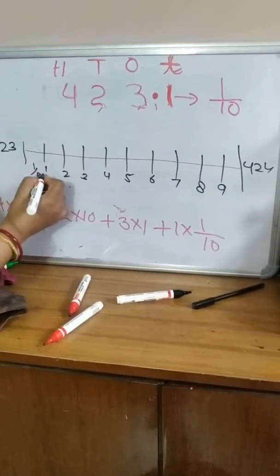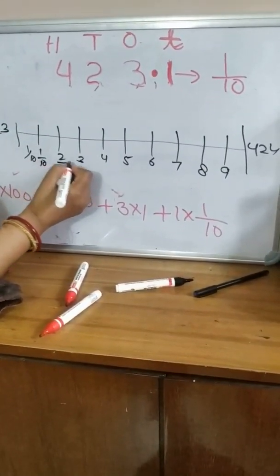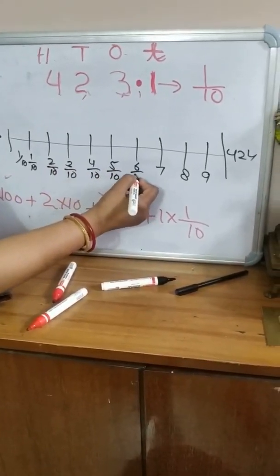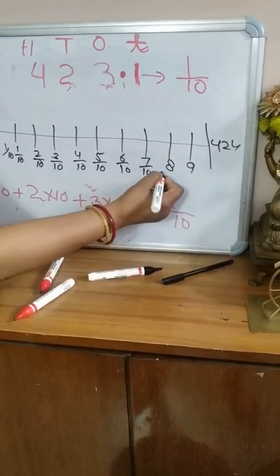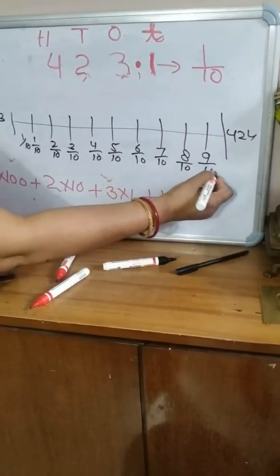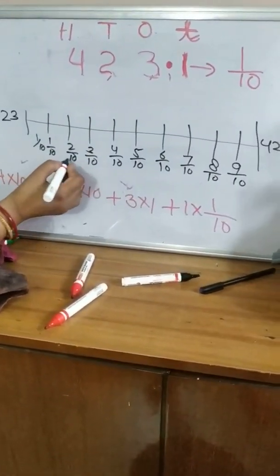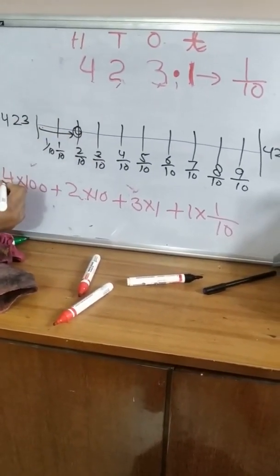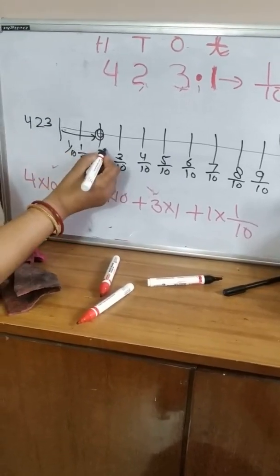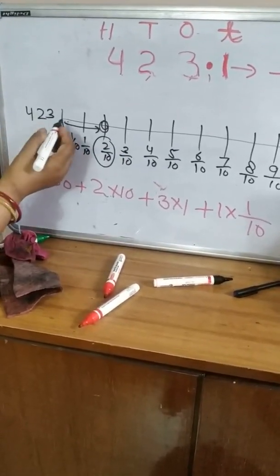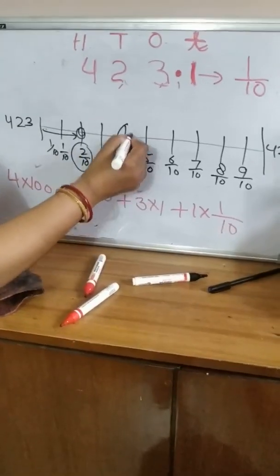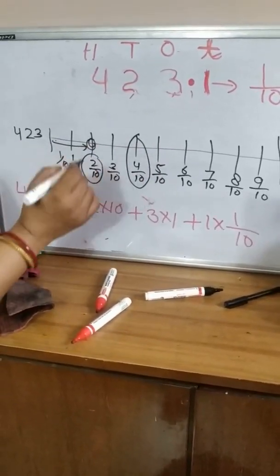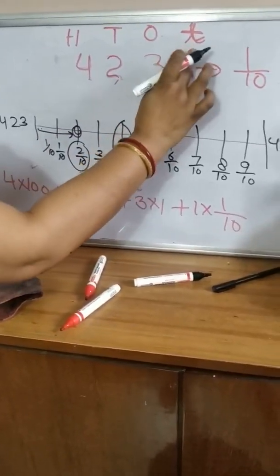So it is 1/10, this is 2/10, this is 3/10, this is 4/10, this is 5/10, this is 6 out of 10, this is 7 out of 10 parts, this is 8 out of 10 parts, this is 9 out of 10 parts. Now when I am going to take up to this, how will I write? 423 2/10. When I am going to take this 4/10, how will I write it? 423 4/10. In the tenths place, it will be replaced by 4.